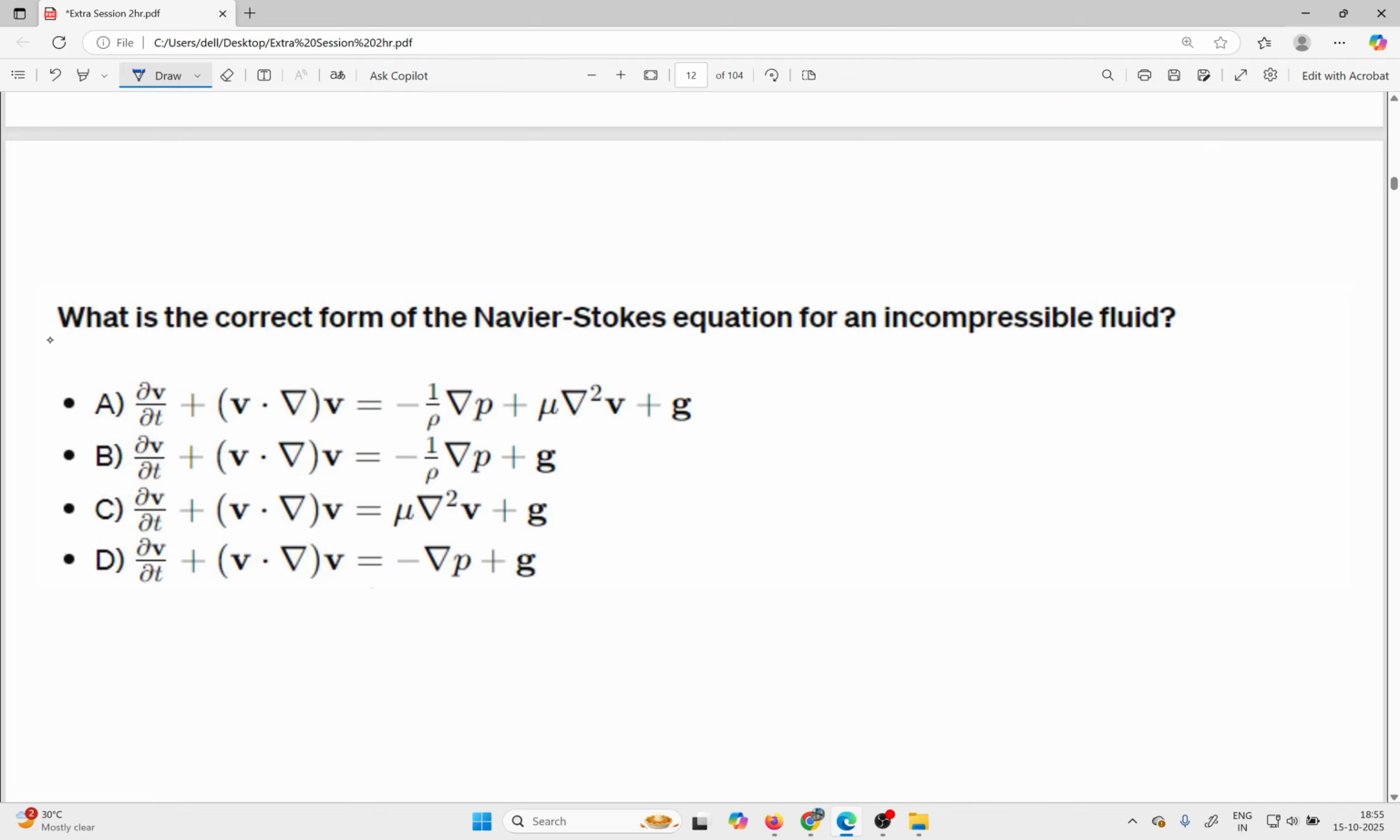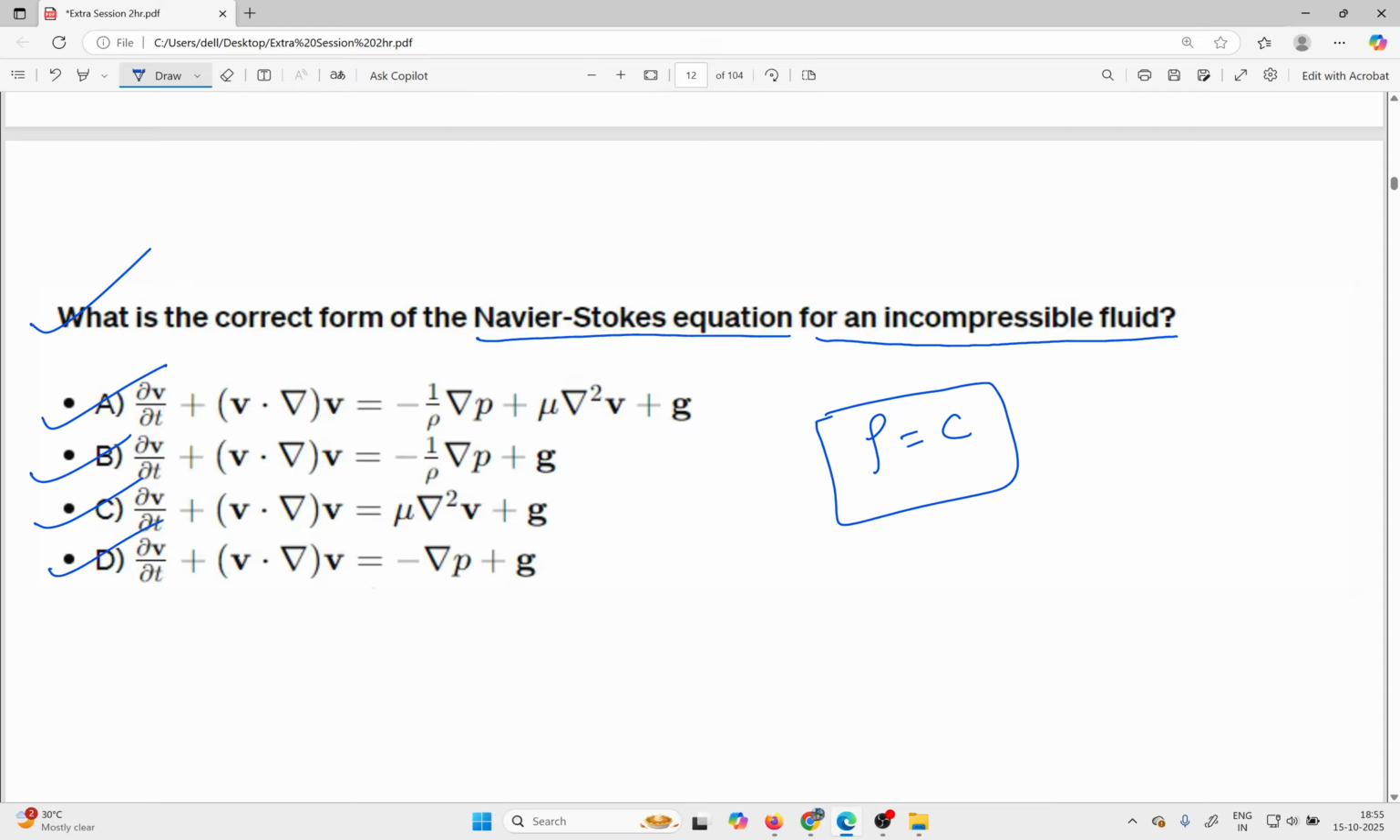Okay, next question. What is the correct form of the Navier-Stokes equation for an incompressible fluid? Remember, incompressible fluid means rho is constant. So check option A, B, C, and D. For incompressible fluid, they are not written as inviscid and so on. So remember, please.